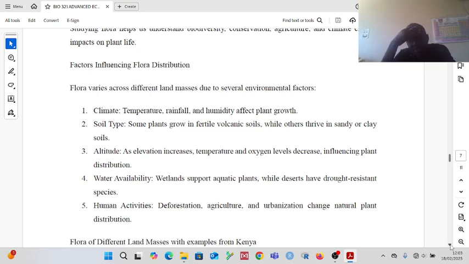Then the water availability. The wetlands will support aquatic plants, while deserts will support drought-resistant plants. Then another factor that determines the distribution of flora in different land masses is human activities. When there is high deforestation, where people practice high agriculture, in areas where the level of urbanization is high, you realize that there will be varied plant distribution, especially of the natural plants in that case.